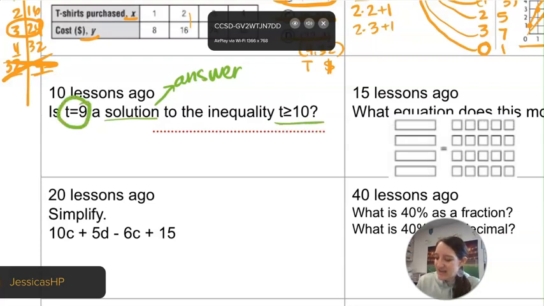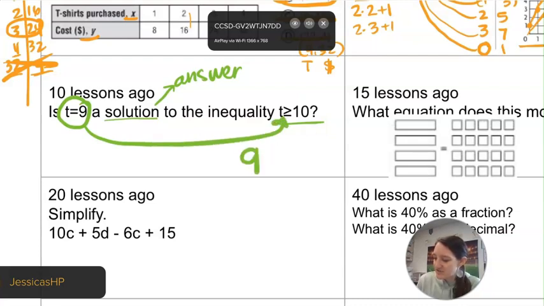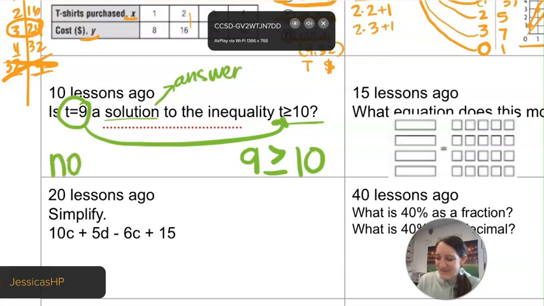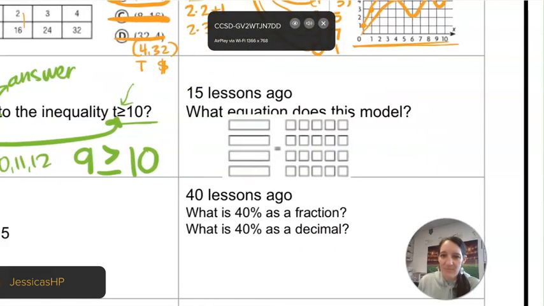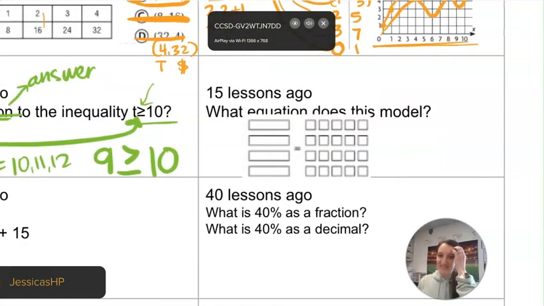So if t is 9, that means I can replace it with a t. Is it true that 9 is greater than or equal to 10? No. So no, it is not a solution. It'd have to be either 10 or 11 or 12, right? T has to be equal to one of those to make it a solution because that is the greater than or equal to sign.